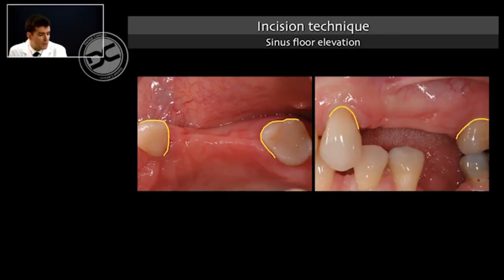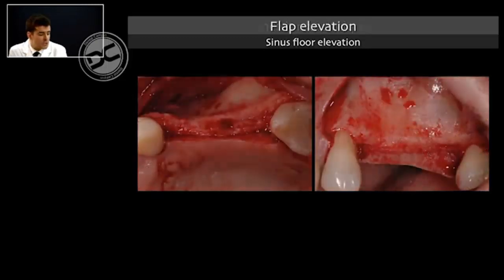Again, we start with a sulcus incision by using microblades in order not to traumatize the gingiva around the teeth. Thereafter, a mesial-distal ridge incision, very important, always place a ridge incision in the keratinized mucosa. And finally, a vertical release incision which has to be sufficiently long in the apical direction in order to gain an adequate access for the lateral window in order to perform the sinus floor elevation.